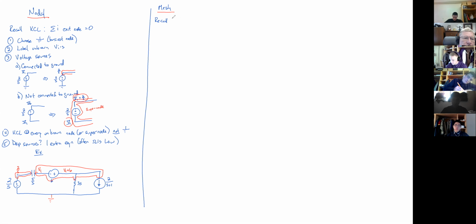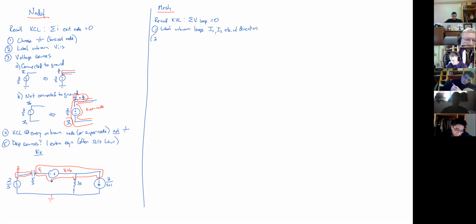It's just an organized way of doing KVL, where we sum all the voltage drops in every loop equal to 0. And to do it, no grounds necessary. Instead, we're going to label our unknown loops I1, I2, etc. And you've got to have a direction, and the direction is completely arbitrary.